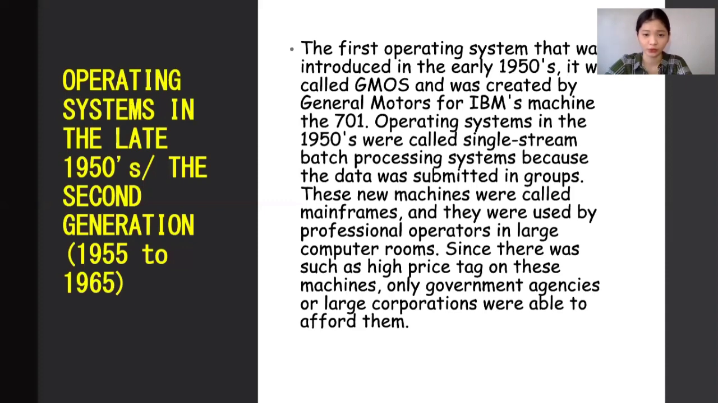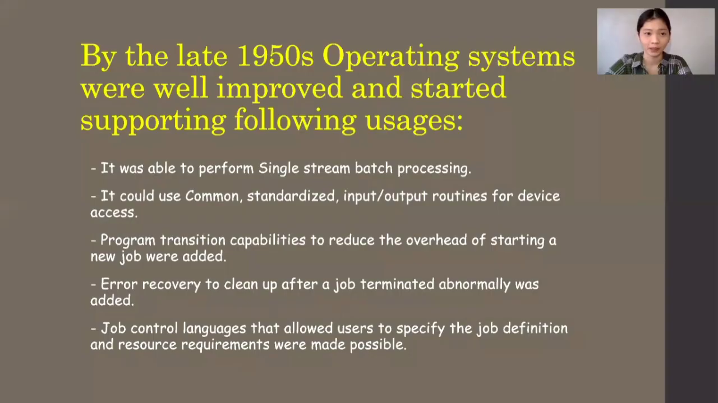These new machines were called mainframes, and they were used by professional operators in large computer rooms. Since there was such a high price tag on these machines, only government agencies or large corporations were able to afford them. So by the late 1950s, operating systems were well improved and started supporting the following usages.